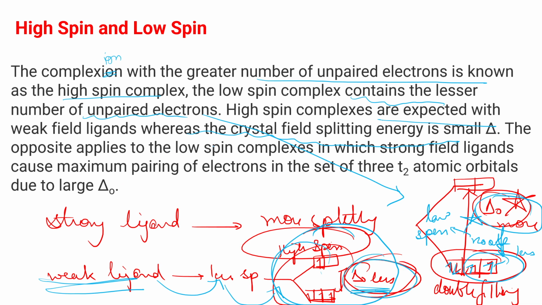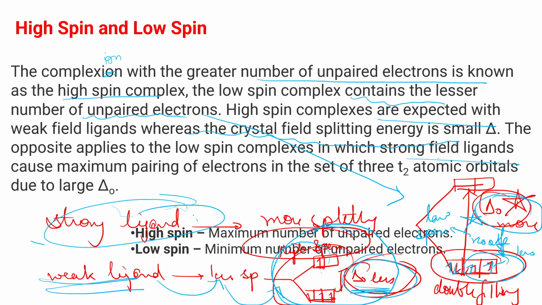The opposite applies to the low spin complexes, in which strong field ligands are used and more splitting will occur. More splitting means the filling of electrons will include pairing, and pairing of electrons means less number of unpaired electrons. Less number of unpaired electrons means low spin complex. Okay.